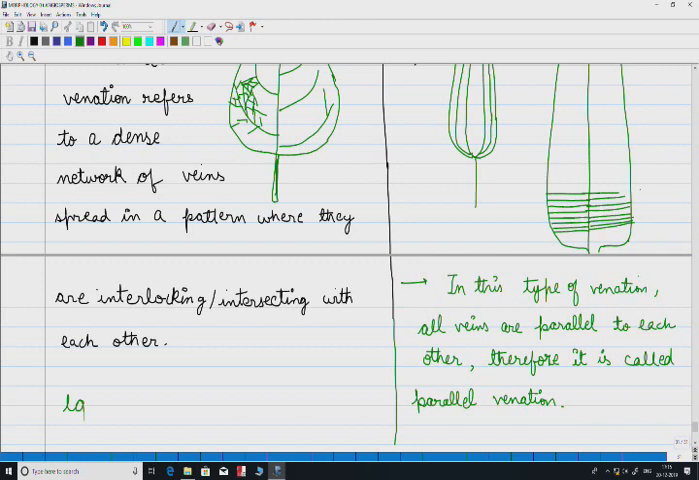Example of reticulate venation: dicots. Generally all dicots, there are exceptions to this. All monocots generally have parallel venation and all the dicots have reticulate venation. So how will you identify whether a plant is monocot or dicot? By looking at the leaf venation pattern. If I see it is reticulate, forming a dense, interlocking cage-like network, that is reticulate. If they are running parallel to each other, that is parallel venation.